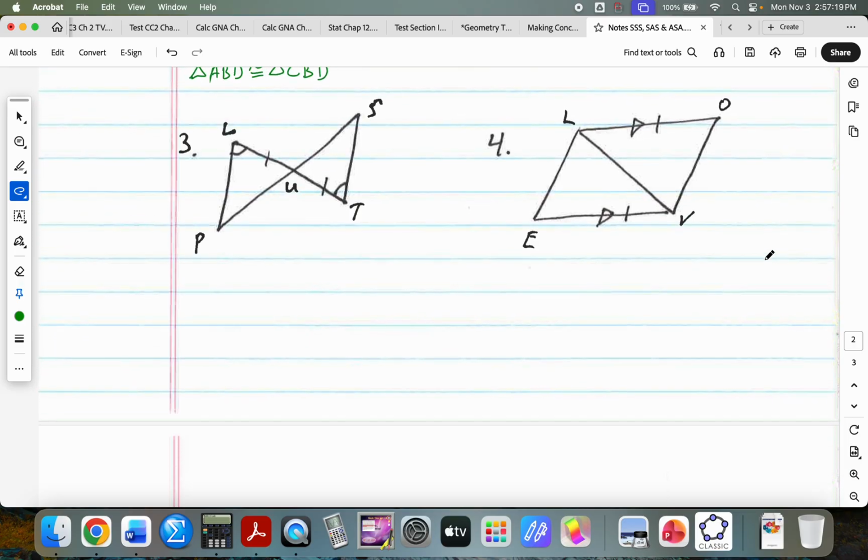All right, let's try these two. For number 3, again, we have one pair of congruent angles and one pair of congruent sides. That's two things. That's not enough. So you have to look for something else that you know is true. What else do you know is true in this diagram? Vertical angles are always congruent. Exactly right. Perfect. These vertical angles are congruent to one another.